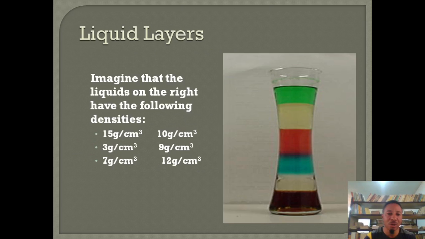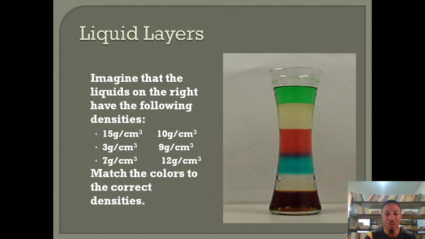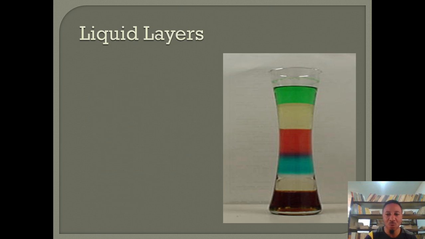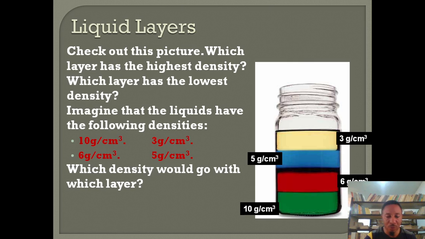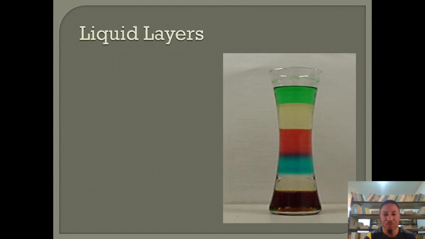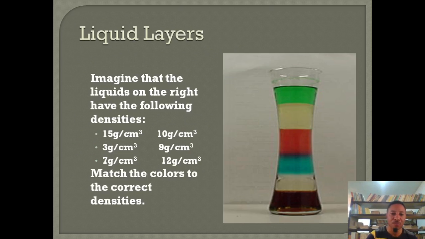Okay, still on liquid layers. Imagine that the liquids on the right have the following densities. Now, these are the densities. Match the colors to the correct density. Can you do that? Okay, I'll leave that to you to try. You can figure out what to do from what we did earlier. So match it correctly. Is that okay?